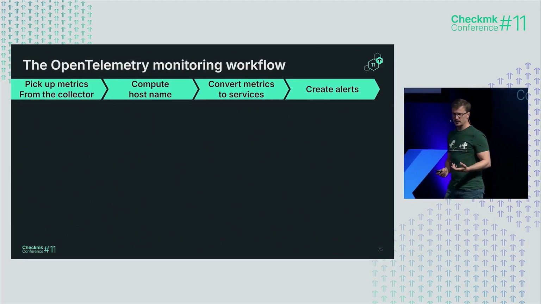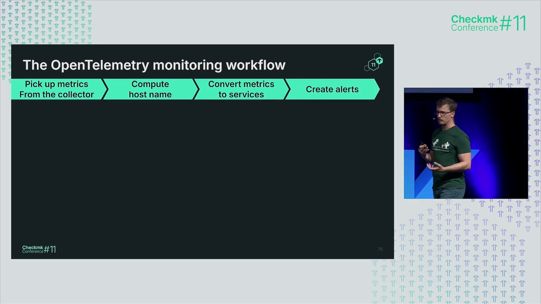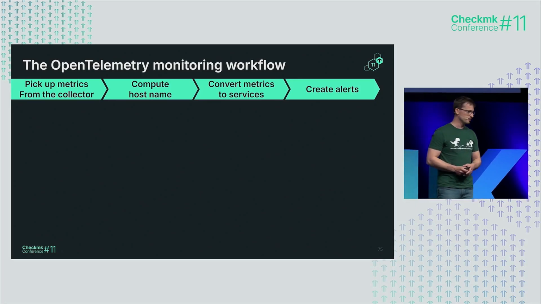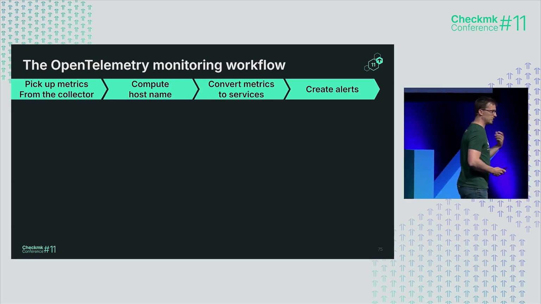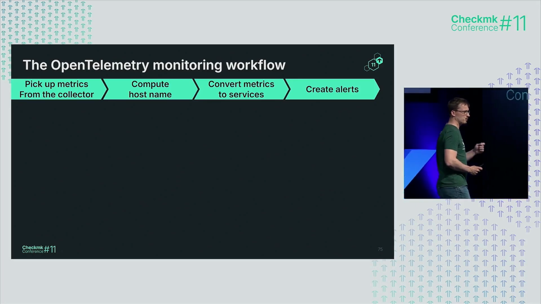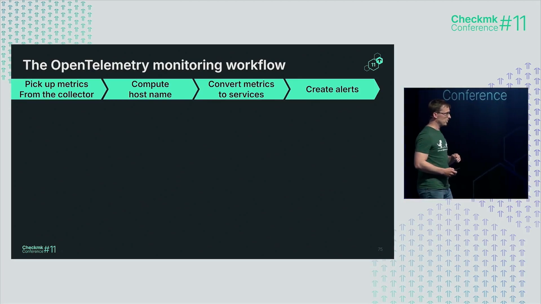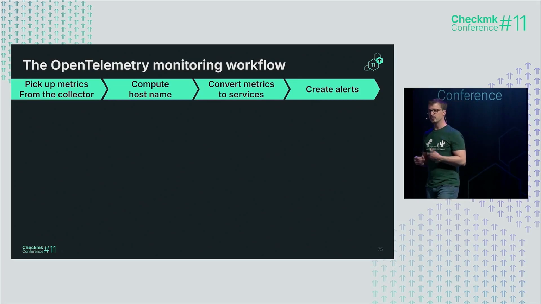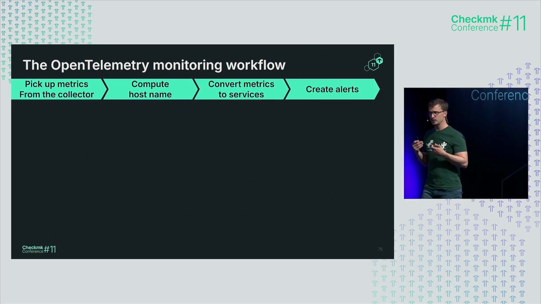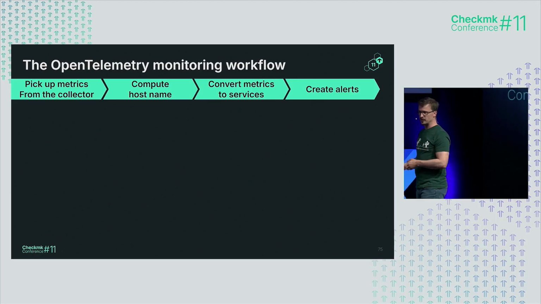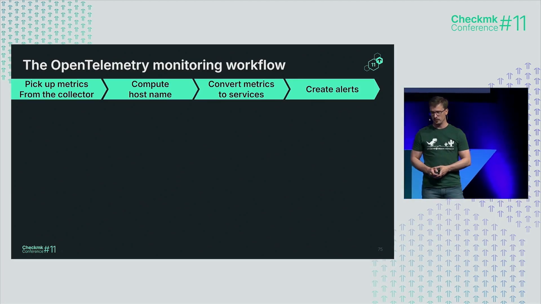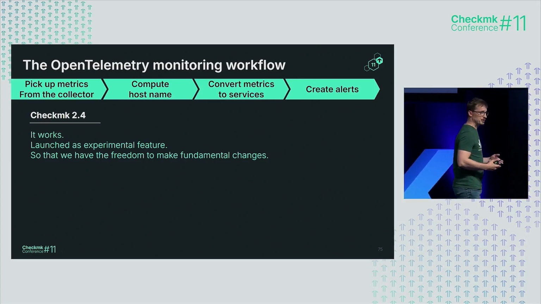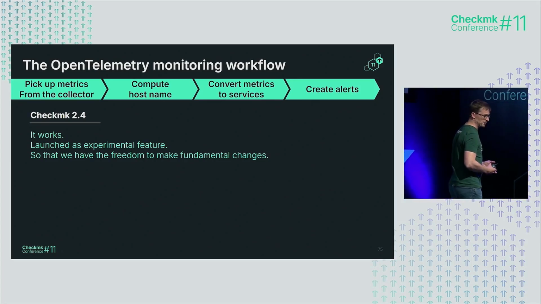So the creation process of the services that are based on OpenTelemetry metrics goes in 4 steps. We have the metrics stored, you pick them up, you make the decision which ones are relevant for you, you assign some host names, where do you want to see that created in Checkmk, then services are created, and based on that, you can put them into alerts, you can use them in dashboards, and so on. And this is what you get in the 2.4. It works, you can use it. We are happy to get your feedback on that.